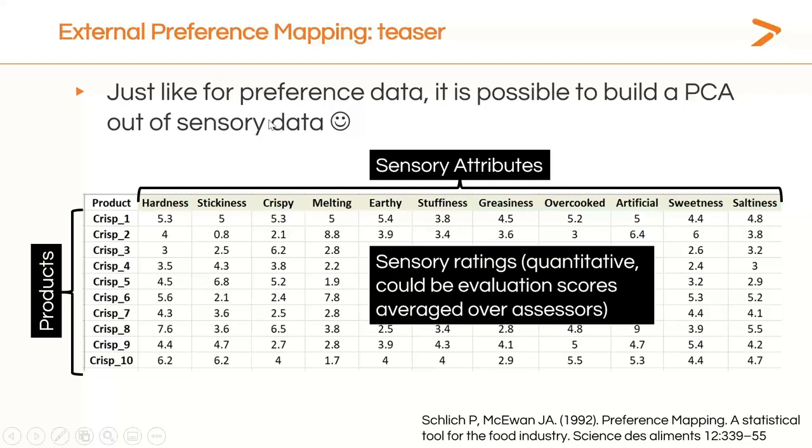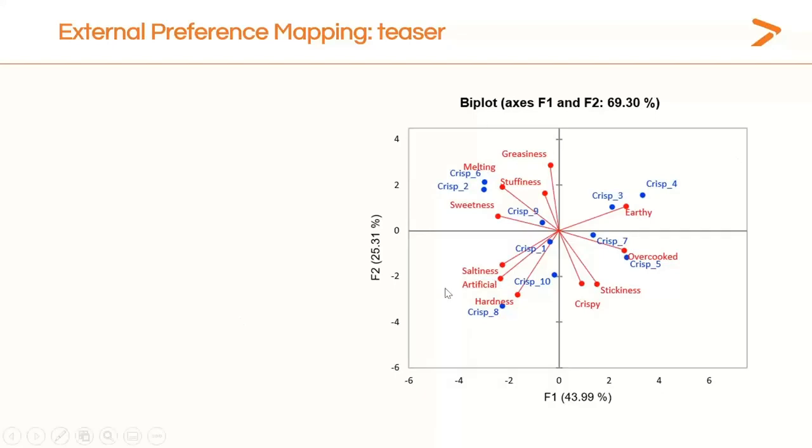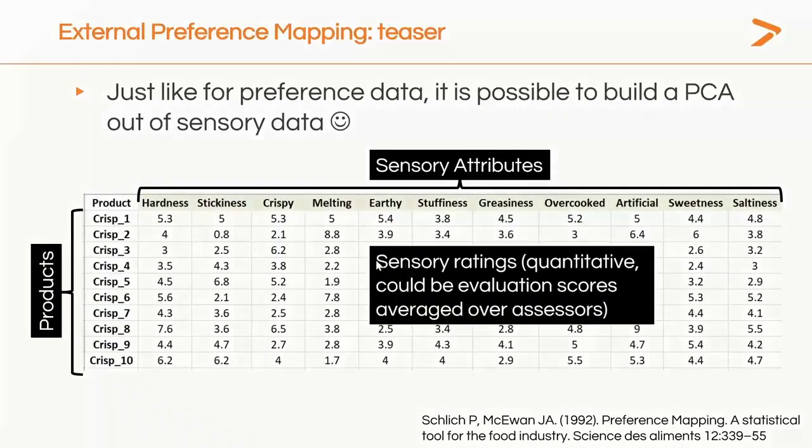It's possible to build a PCA out of sensory data. We'll be able to summarize the information from this data set in a few dimensions. Here's how a PCA from this data looks. So you have a representation of both the products and sensory attributes on the same map, a map that represents almost 70% of the information from this data set.